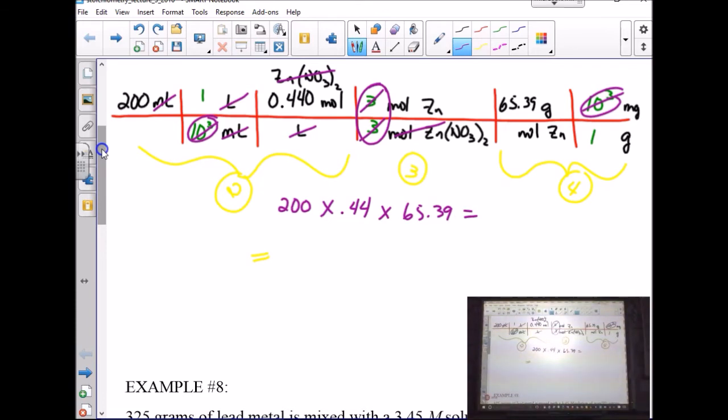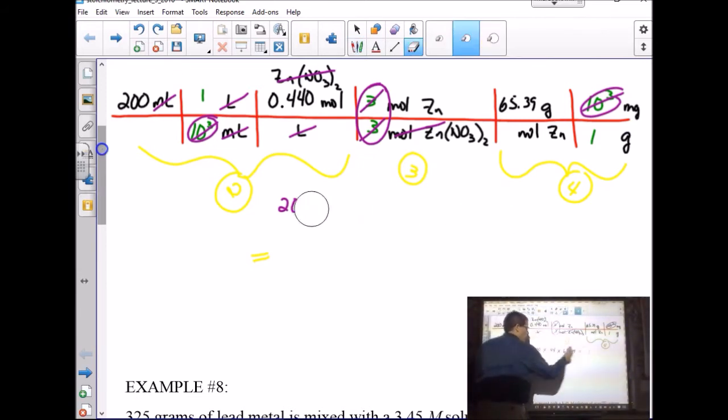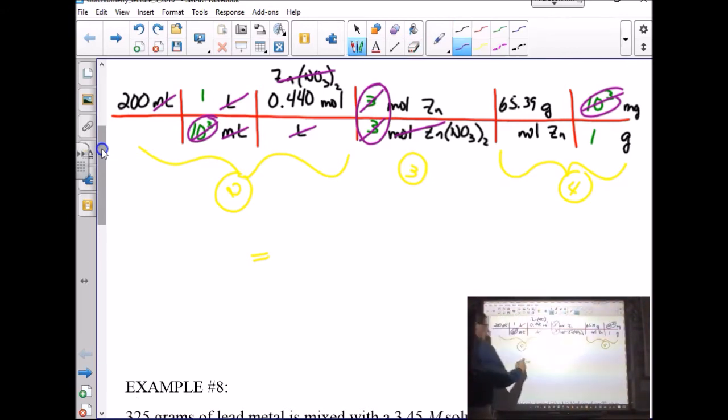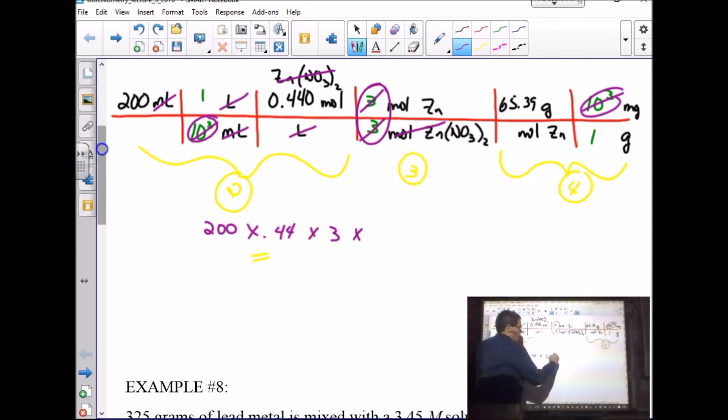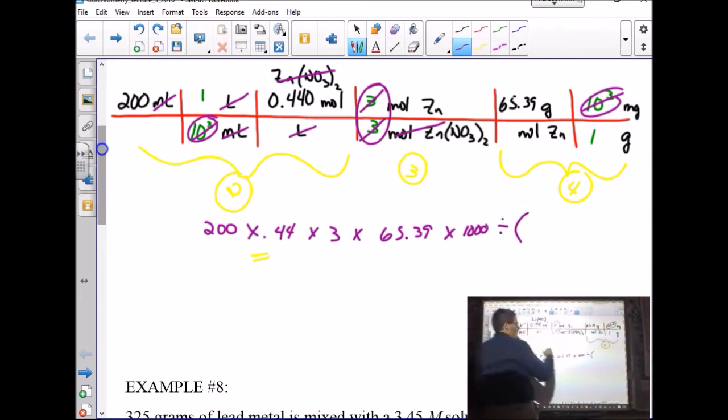No, it should still give you the same answer. Just make sure you use your parentheses. So if you were to type everything in, that should give you like 5,000 something. You go 200 times 0.44 times 3 times 65.39 times 1,000 divided by, open up the parentheses, 1,000 times 3.